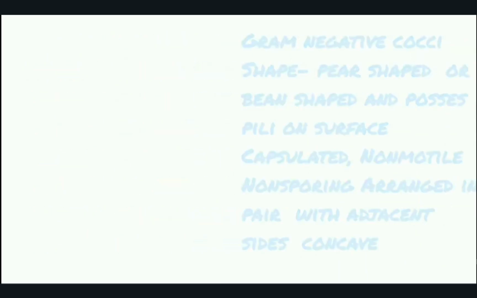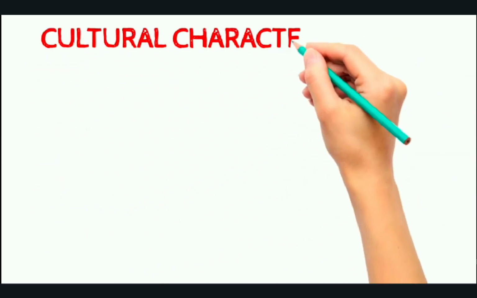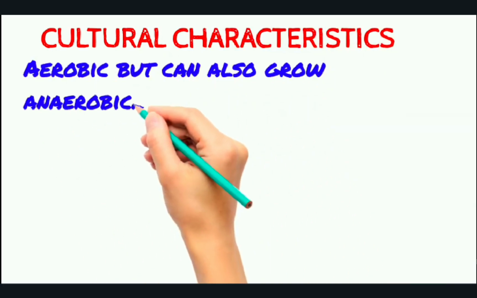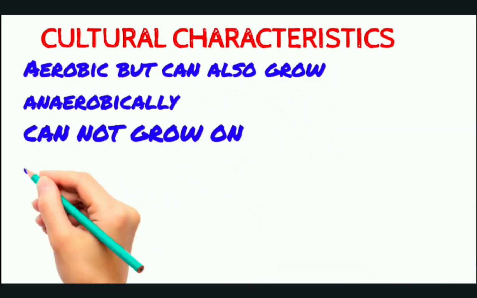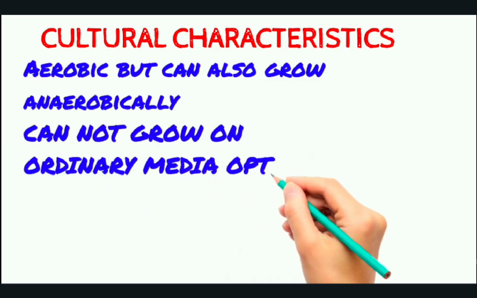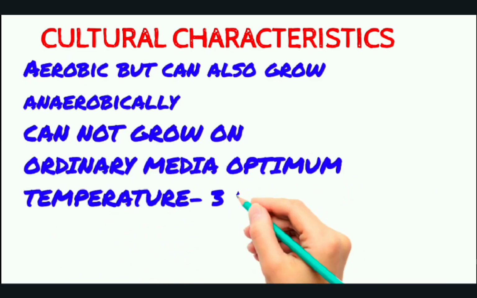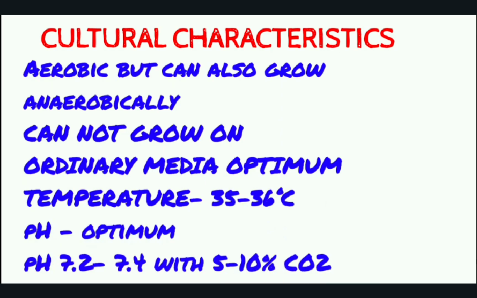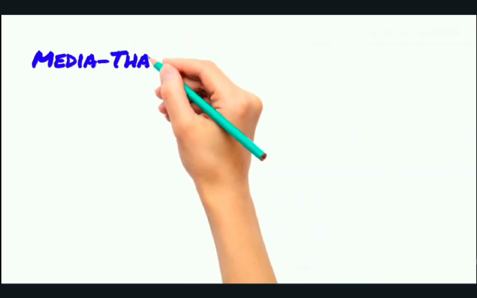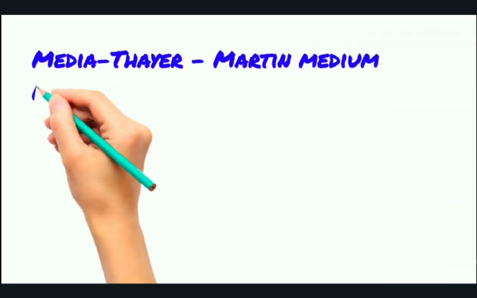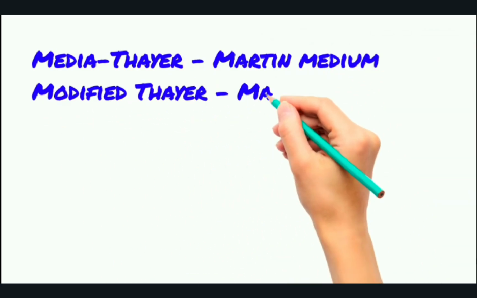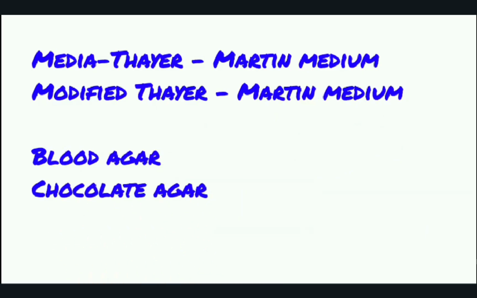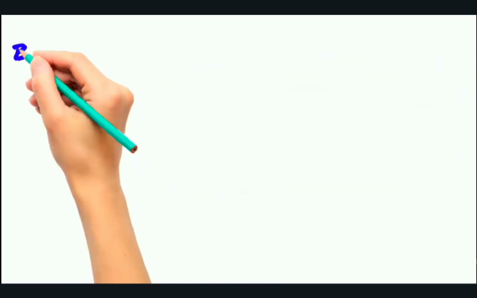Its cultural characteristics are that they are aerobic but can also grow anaerobically, and cannot grow on ordinary media. The optimum temperature is 35 to 36 degrees Celsius. Its pH is 7.2 to 7.4 with 5 to 10% of CO2. Media required are Thayer-Martin medium, modified Thayer-Martin medium, blood agar and chocolate agar.